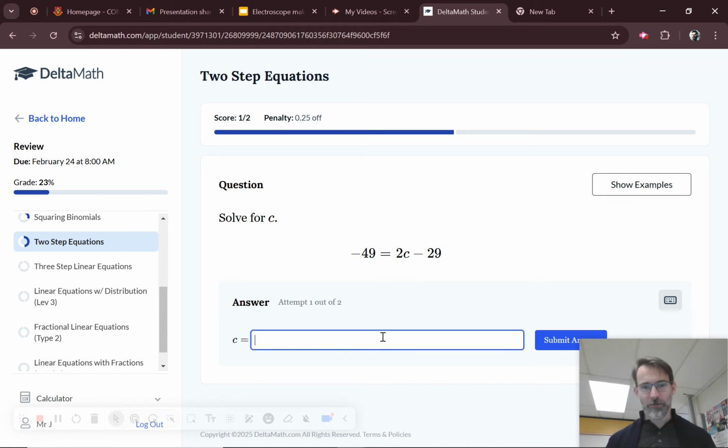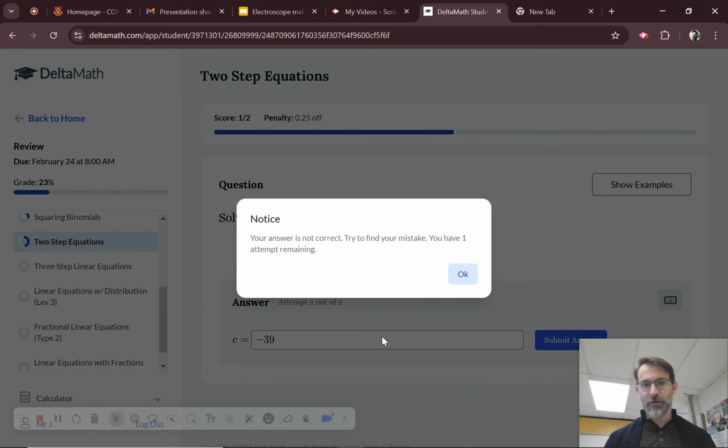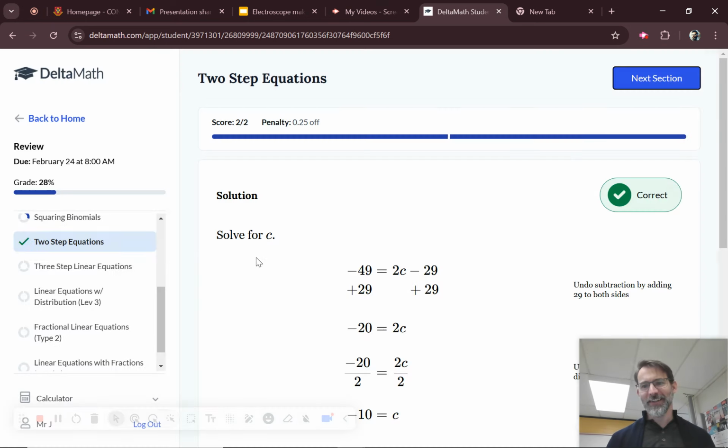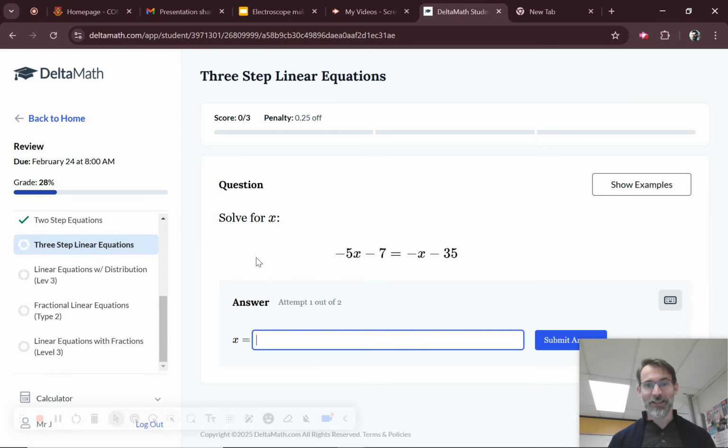$39 but negative. No. No. Really? Where's my error? 69. Oh, I add. Oh, that's gross. It's 10. See, it's fun. It's fun to make errors and then find them.